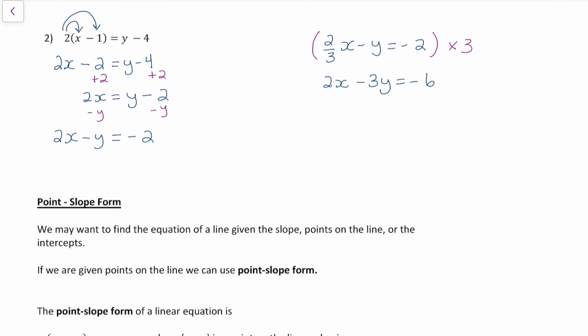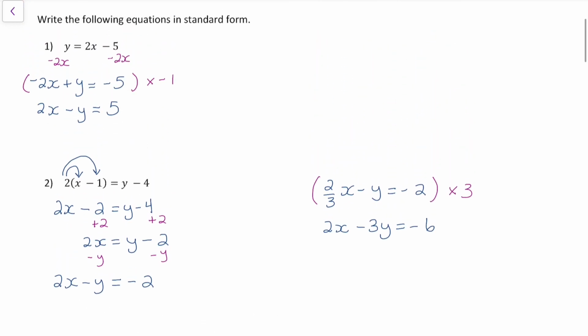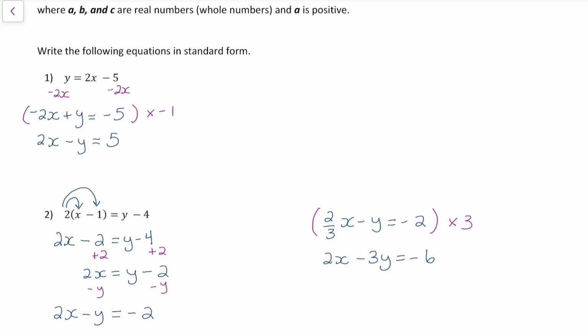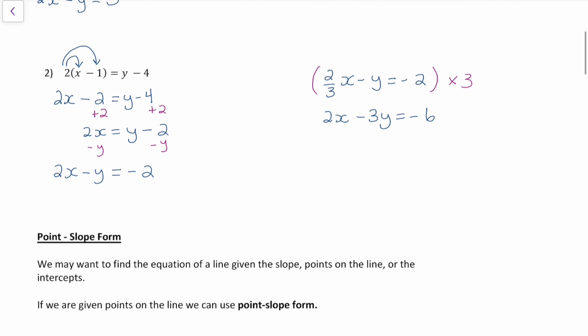Okay, so again, just to wrap up, standard form, all of your numbers are whole numbers and your first number is positive. If you end up with a number that's negative, you're going to multiply the whole thing by negative 1. And if you end up with a fraction, you're going to multiply by that bottom number in order to get rid of the fraction. Or if there's more than one fraction, a common denominator or the lowest common multiple of those numbers to get rid of both of the fractions.